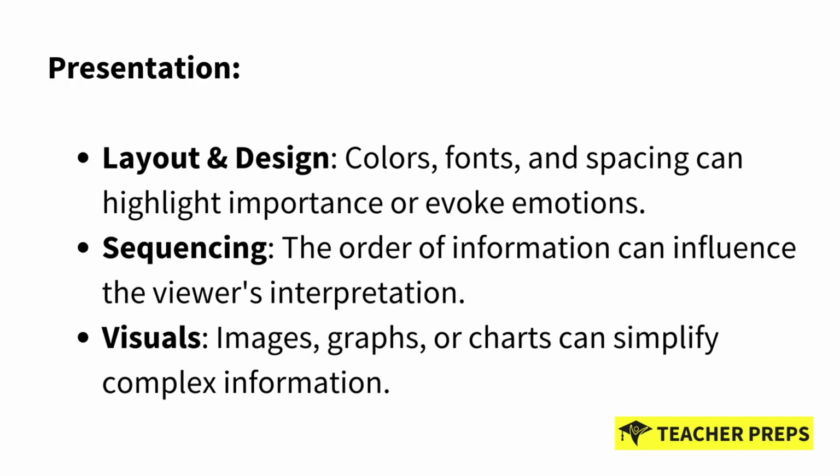Layout and design include colors, fonts, and spacing, which can highlight importance or evoke certain emotions. We also have sequencing. This is the order that the information is presented in, which will influence the reader's interpretation of what's being seen, read, or listened to. And finally, we have visuals, which are images, graphs, or charts, and these can simplify the complex information that we might be reading or listening or watching.